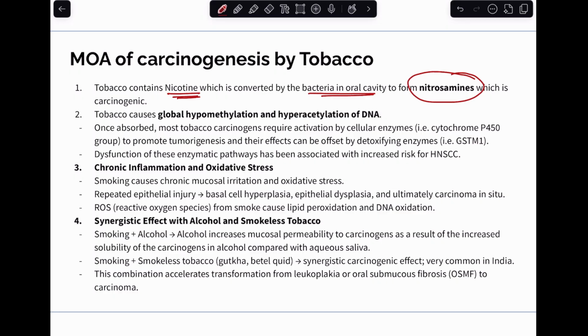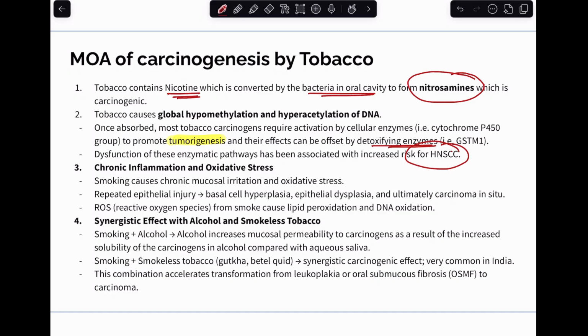Second, tobacco causes global hypomethylation and hyperacetylation of DNA. Once absorbed, all these tobacco carcinogens require activation by the cytochrome P450 system so as to promote tumorigenesis and their effects. These effects can be offset by detoxifying enzymes like GSTM1. There is actually a dysfunction in these enzymatic pathways, and that is associated with an increased risk of developing head and neck cancers.